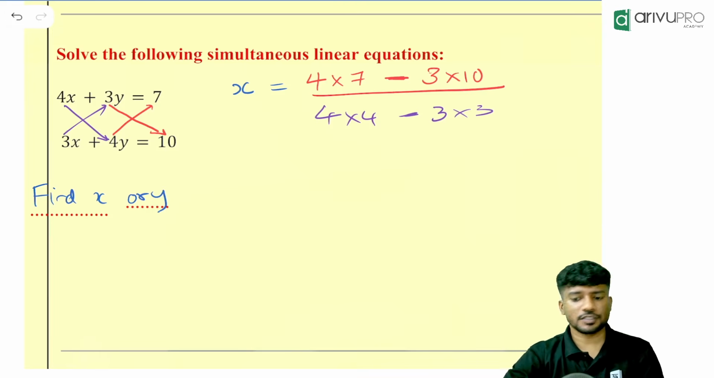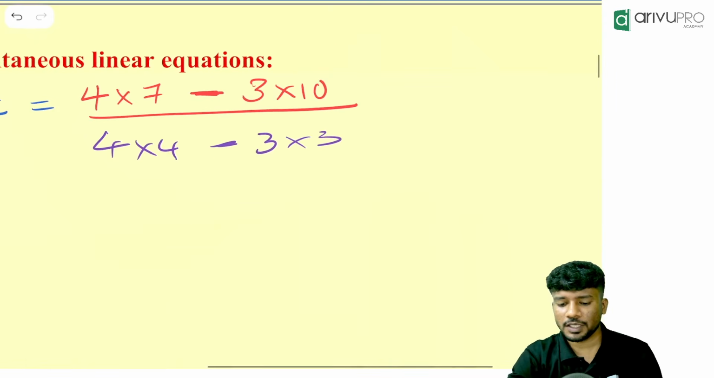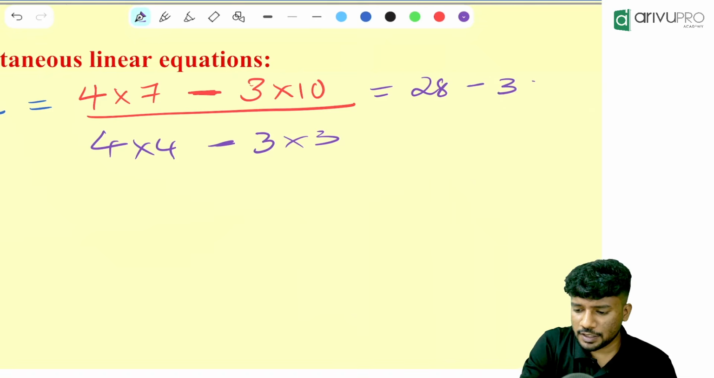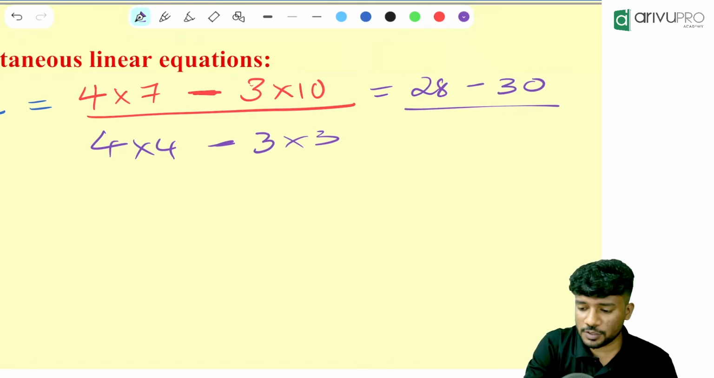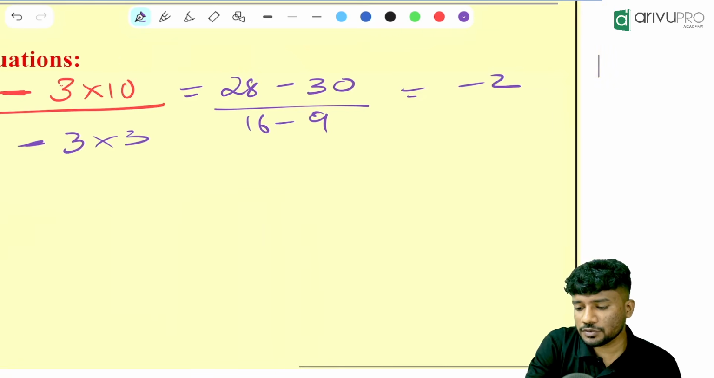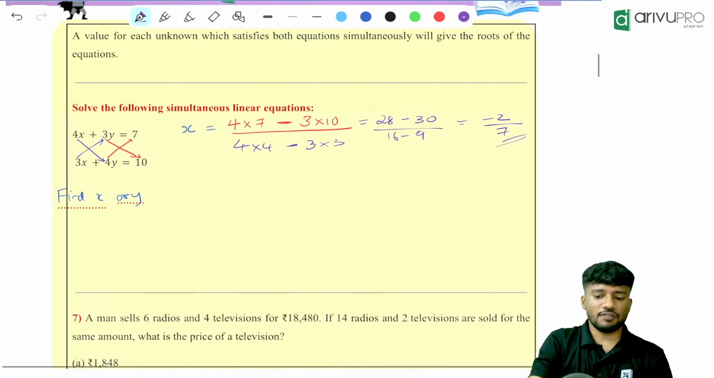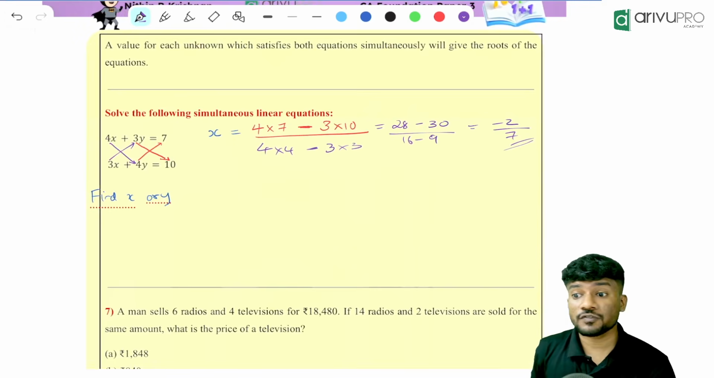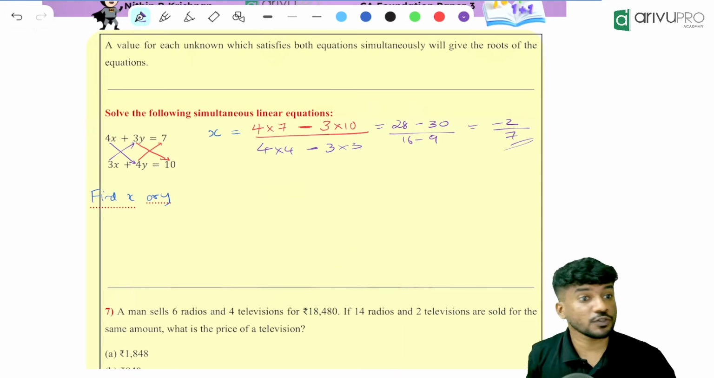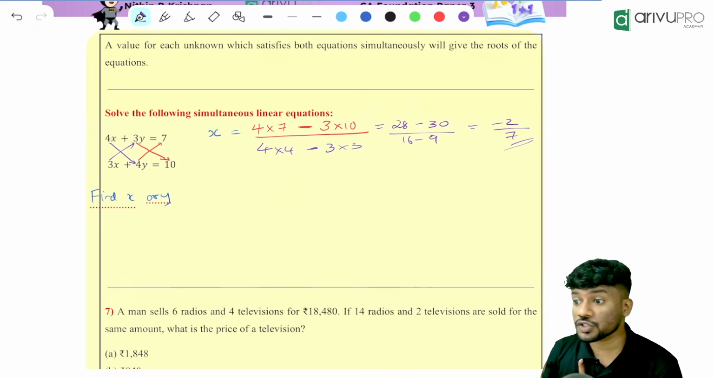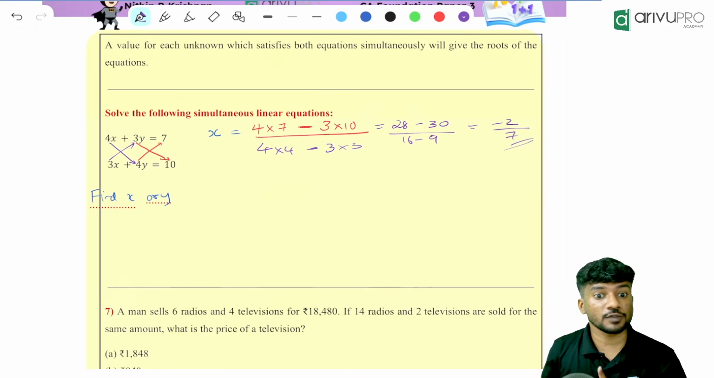Till here everyone understood? How much is the answer? 4 into 7 is how much? 28. 28 minus 30, divided by 4 into 4, which is 16, minus 9. So the answer is how much, people? Minus 2 divided by 7 is the value of x. Are you getting the point? This way you can solve within a few seconds. Very few seconds you can solve any equation. This can be used in multiple questions. I'll show you the questions also, how they will ask.